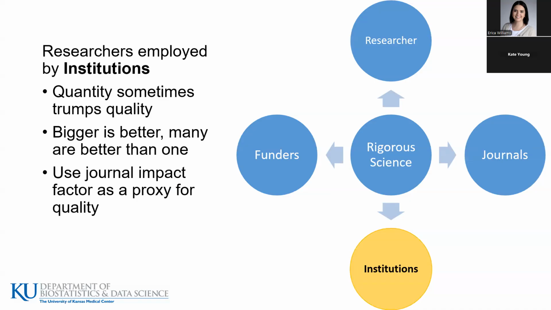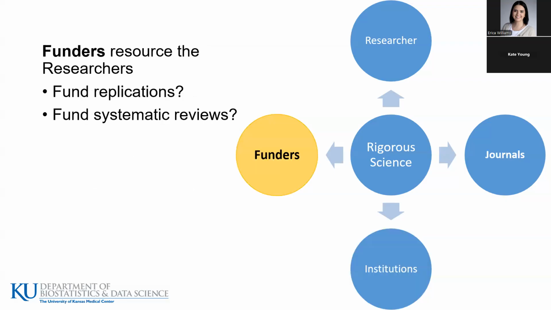Researchers are employed by institutions where quantity sometimes trumps quality. Bigger is better, and many publications are better than one. And they use journal impact as a proxy for quality. Funders also contribute to this problem. They often don't like to fund replication studies or systematic reviews.